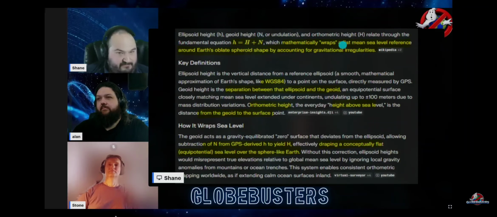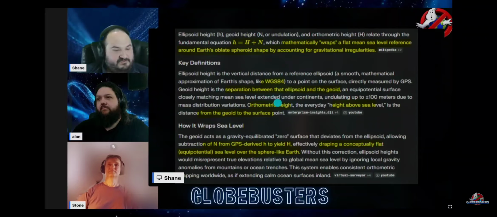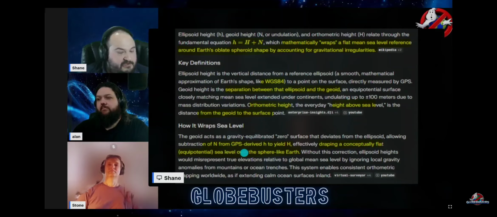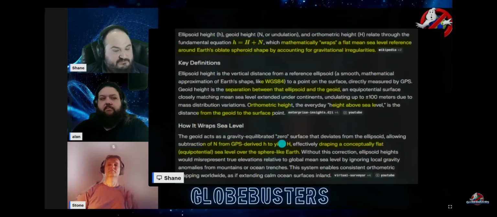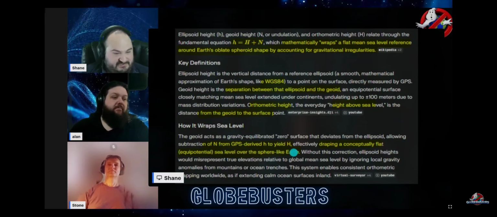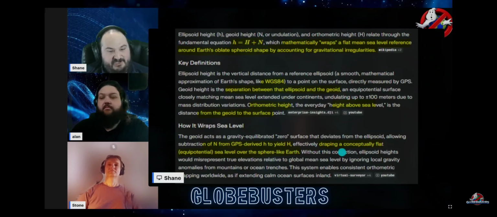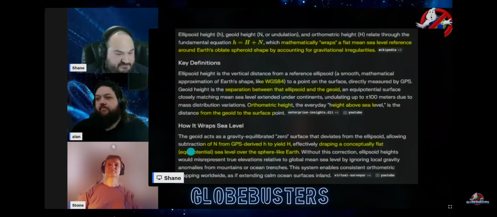And by that you say you're accounting for gravitational irregularity. So that's the importance of some of the models that they're using to, quote, measure gravitational variations and anomalies based on their presupposed ellipsoidal normal. So again, the geoid acts as a gravity-equilibrated zero surface that deviates from the ellipsoid, allowing the subtraction of the N from the GPS-derived h to yield big H, which does drape a conceptually flat equipotential sea level over the sphere-like model of Earth.